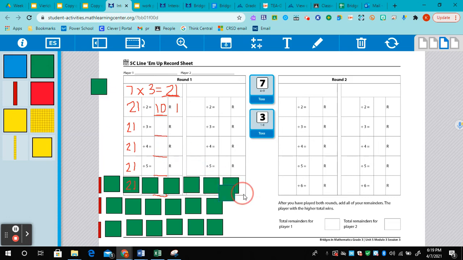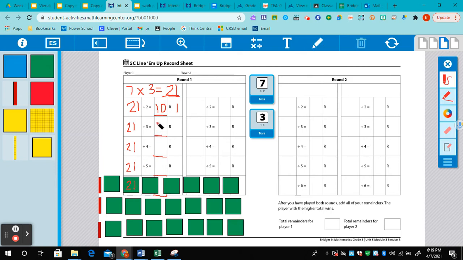And I'm wondering, 21 divided by 3, if I'm going to have even lines. And I am! Because 21 divided by 3 divides evenly. So I have my answer. How many are in each group? 1, 2, 3, 4, 5, 6, 7. 7 are in each group. So I know 21 divided by 3 equals 7. And guess what? There are 0 remainders.